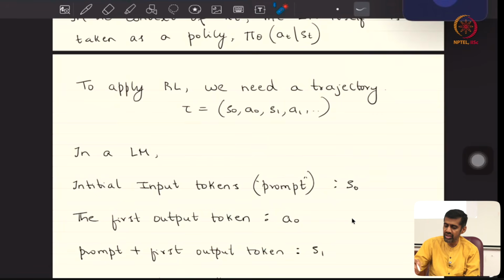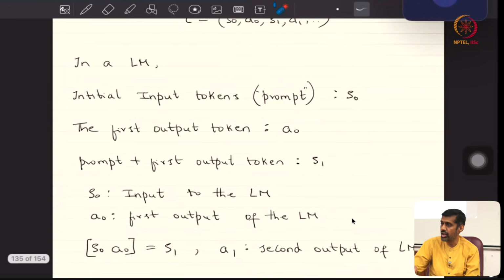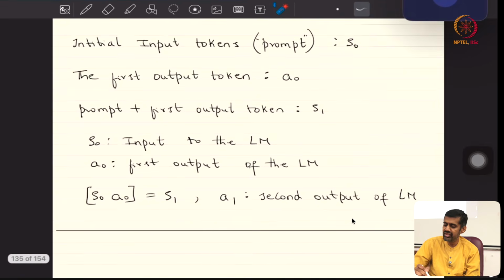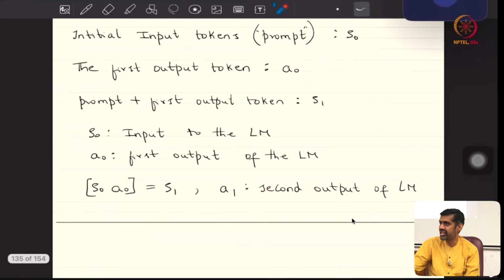In the language model, the initial input token, which is your prompt, is S0, the first state. The first output token A0, the first output token that you get by giving this prompt, is taken to be the first action. The second state is the prompt plus the first output token, that is your S1, and then it just goes on that way. So A2 is the output that you get for the appended prompt and so on. That is how you represent that as a policy.